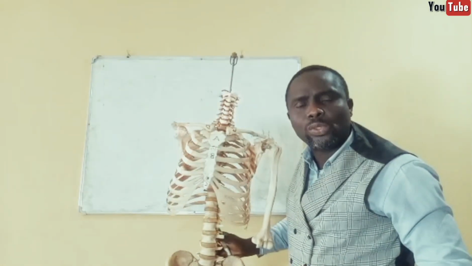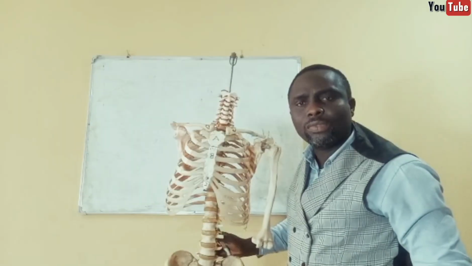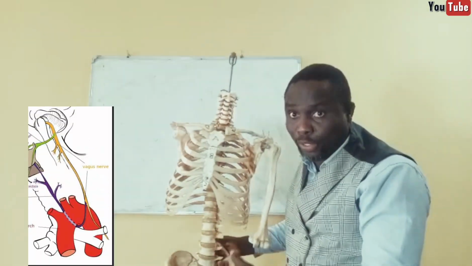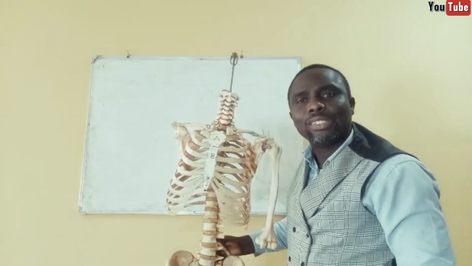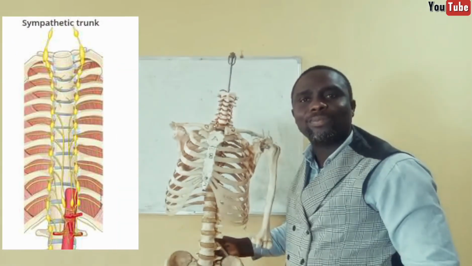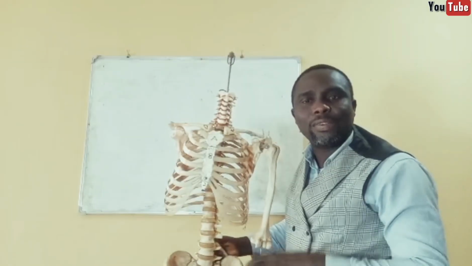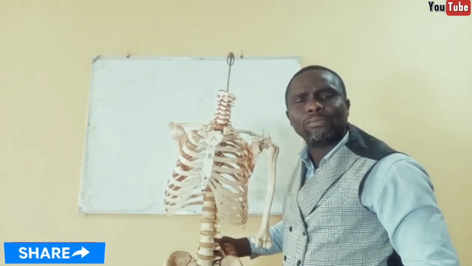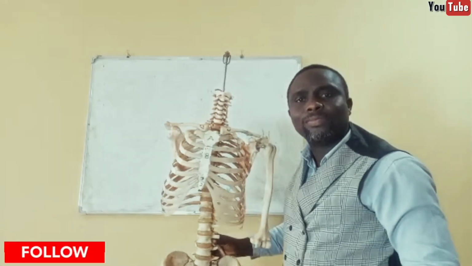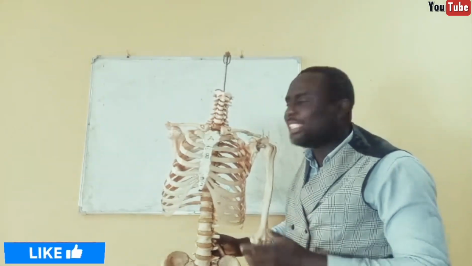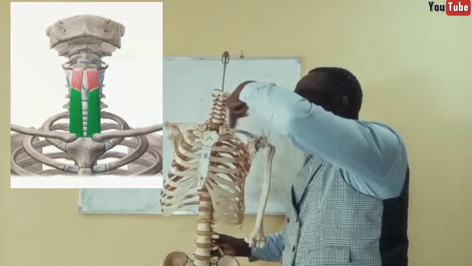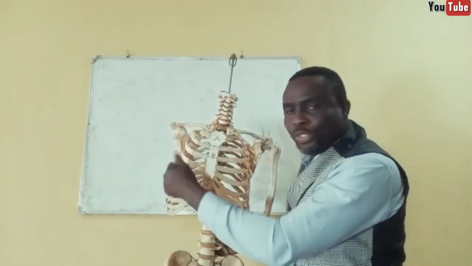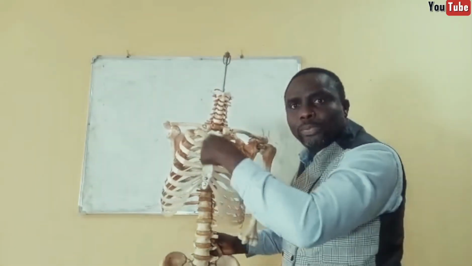When it comes to nerves, what are the nerves? You have the phrenic nerves. You have the vagus nerves, which is one of the longest nerves. You have the sympathetic trunk. And these are nerves within this space, the thoracic cavity. What about muscles? You have the sternocleidomastoid muscle and the sternothyroid muscle upper, and then you have the intercostal muscles in between the intercostal spaces.